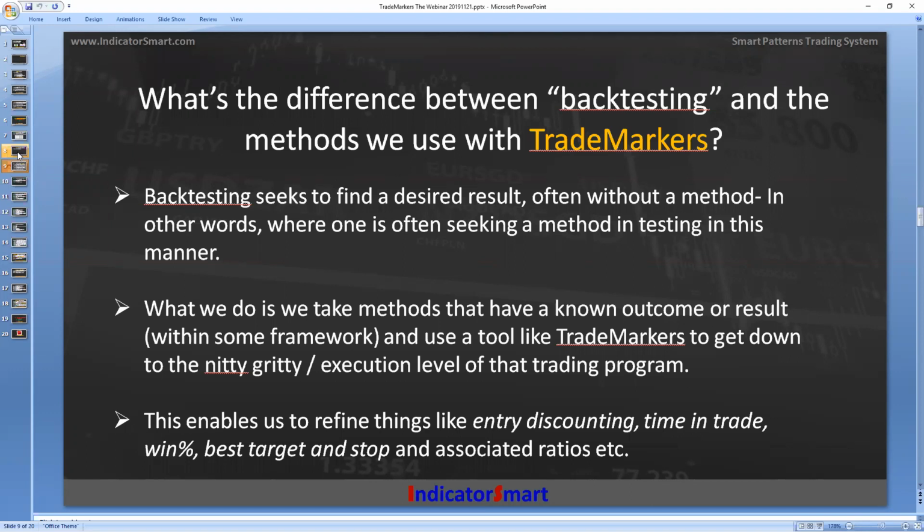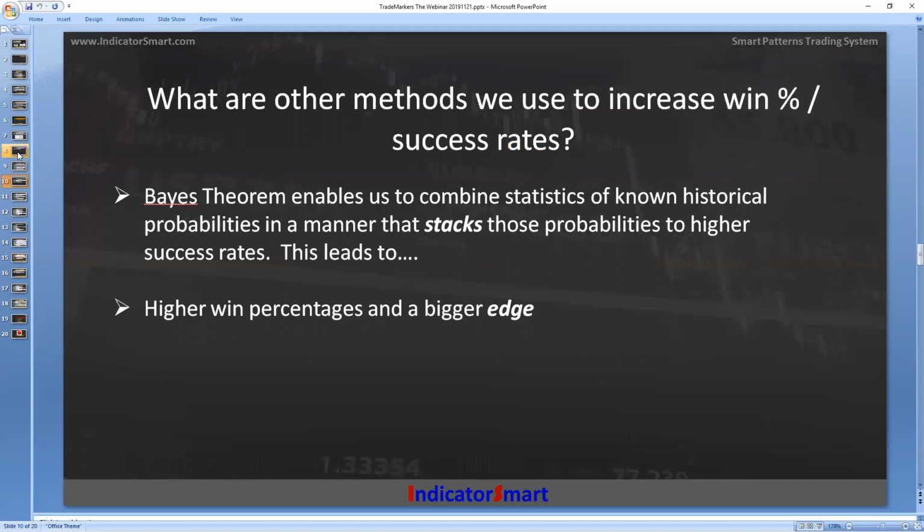How long are the trades taking? What's the win percentage that I'm getting? What's the best target or stop to use and the associated ratios? We're going to delve into that in just a couple minutes.